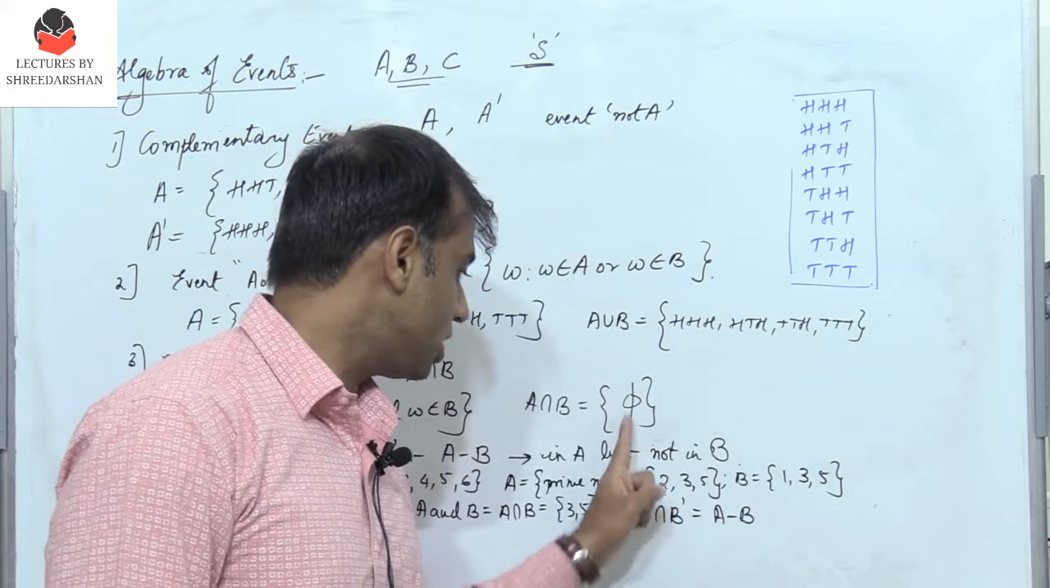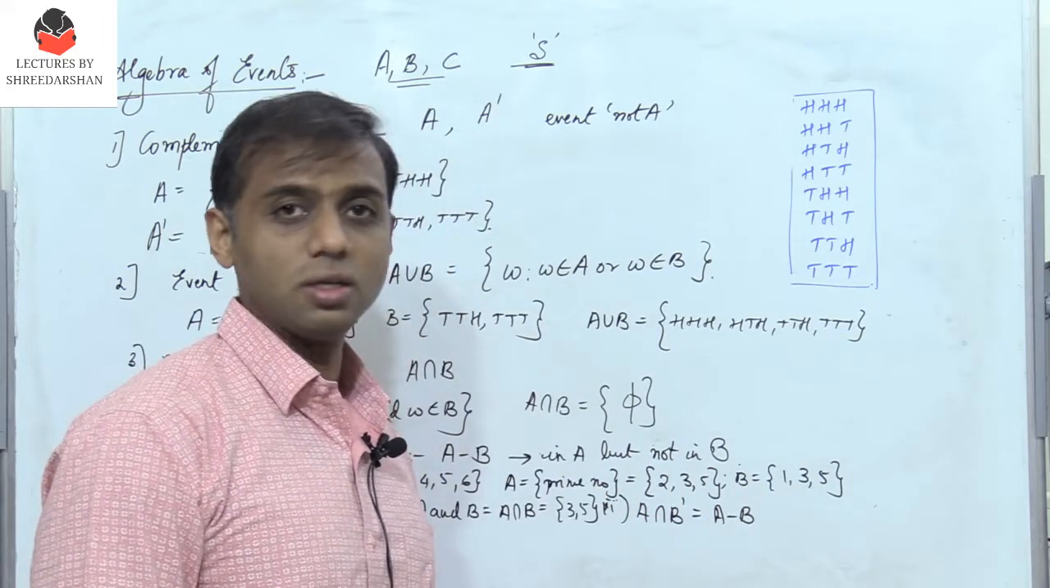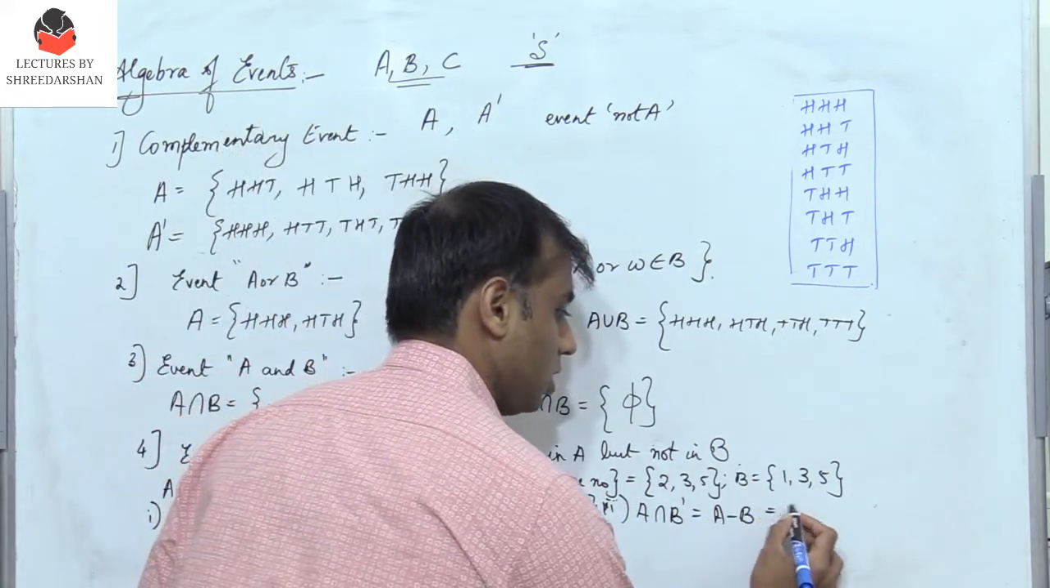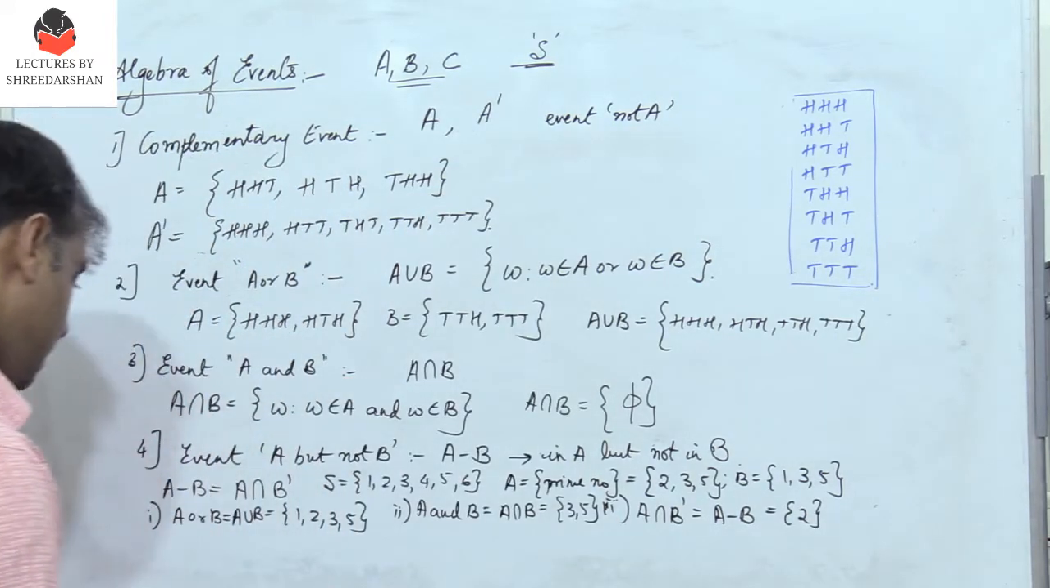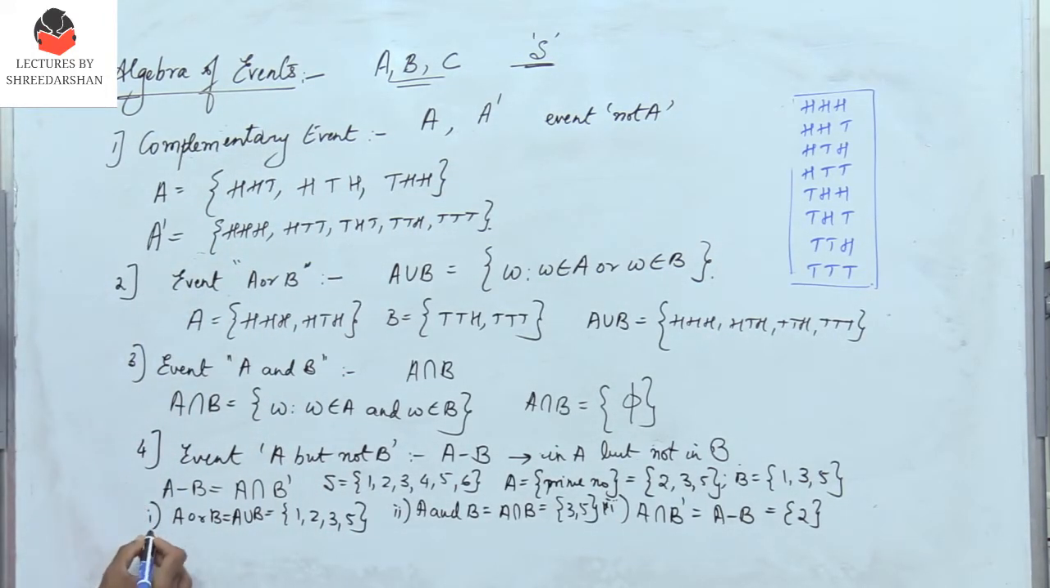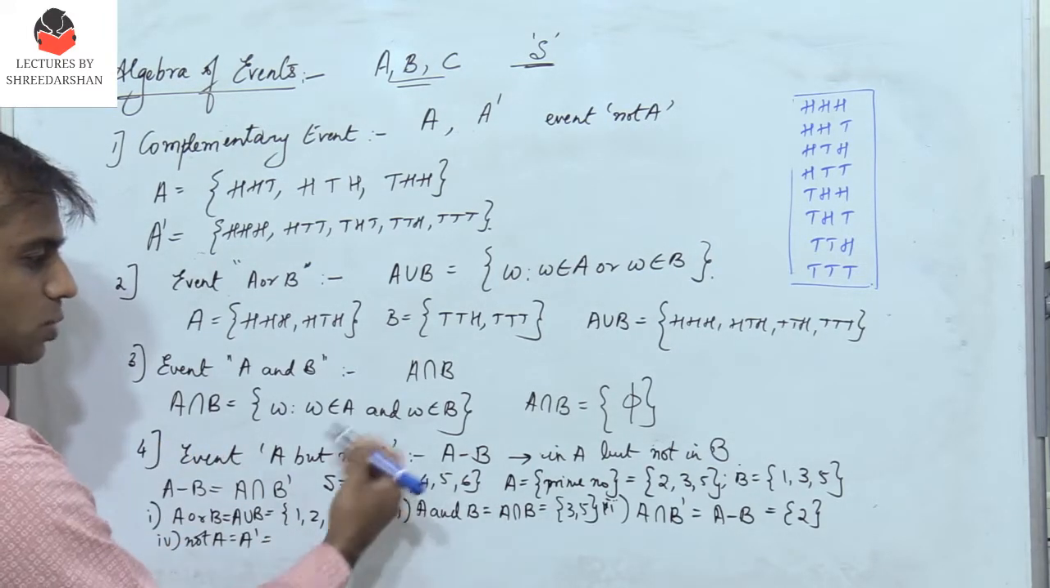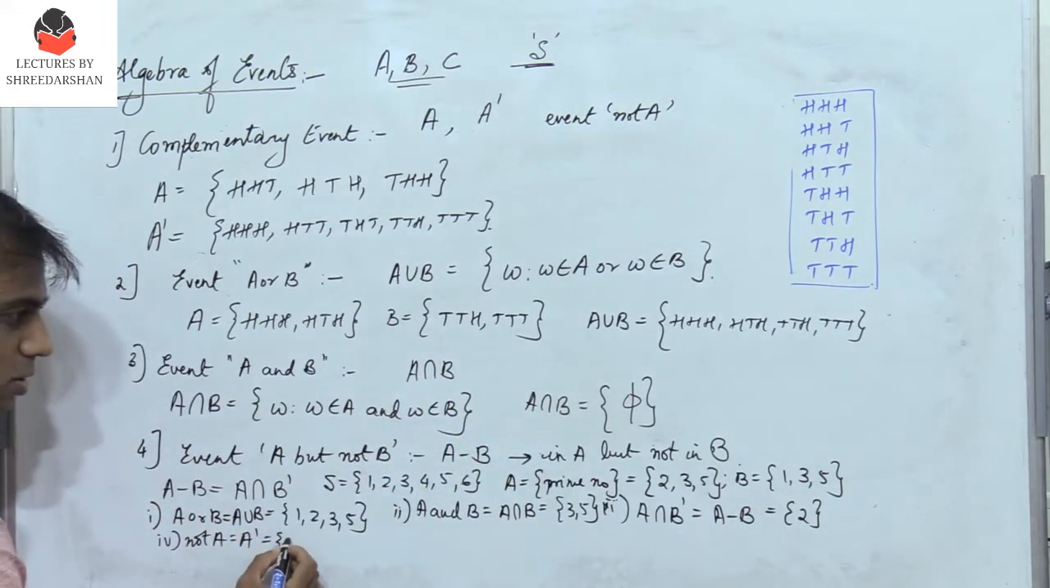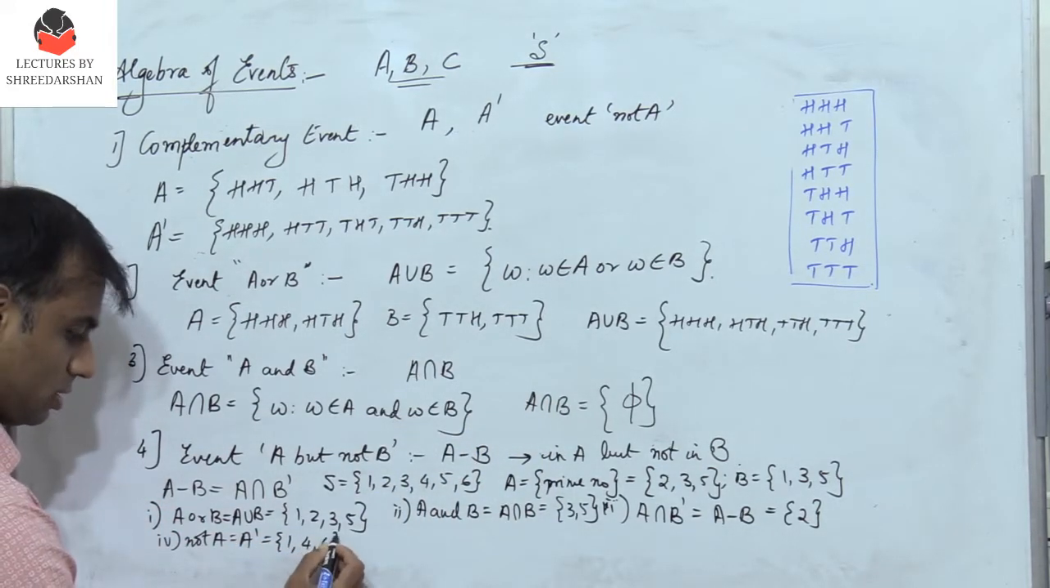I find that 2 is present in A but is not present in B, so it is nothing but 2. The next one, not A. So not A is nothing but A complement. I write all the outcomes which are not present in A, which is 1, 4 and 6.